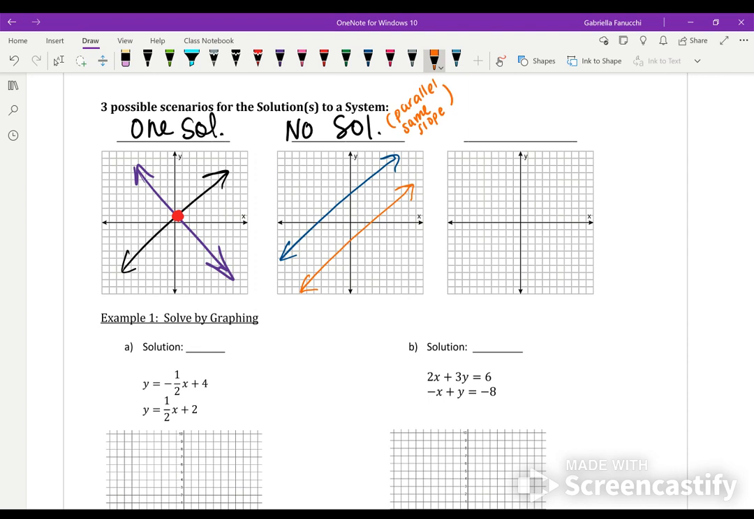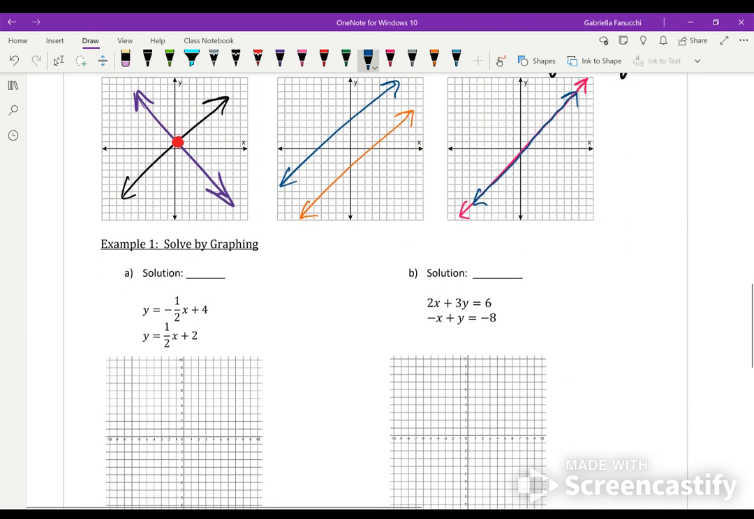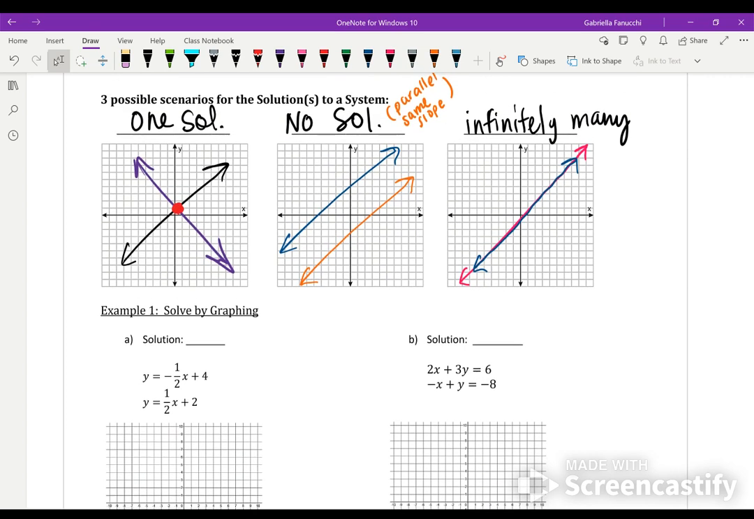The last one that we can have is infinitely many solutions. So if I have this line here, that's my first line. My second line is the same exact line. Infinitely many solutions. So no matter what point on that line you pick, it's going to be a solution for both of them. That's the beauty about graphing, because you can automatically look at a graph and say, oh, it's one solution. Oh, it's no solution. It's going to be infinitely many.